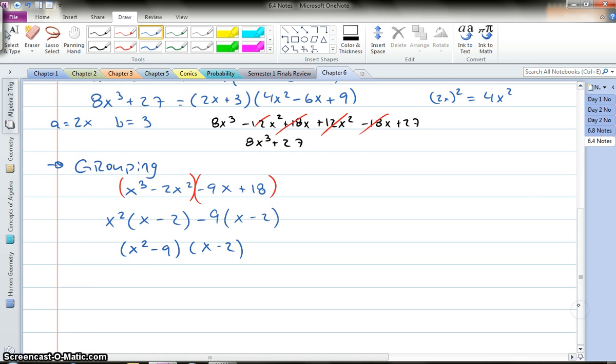Now, are we done factoring? Well, you need to look at these two terms. Can either of these be broken down further? Well, if you notice, this is a difference of two squares. So back from the chapter before, x minus 3, x plus 3, and the x minus 2 stays. And now I am in factored form. And that'll happen a lot with grouping. You realize you factored, and then you still have to factor more.